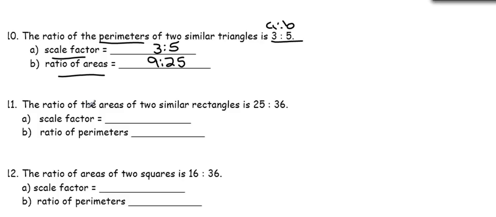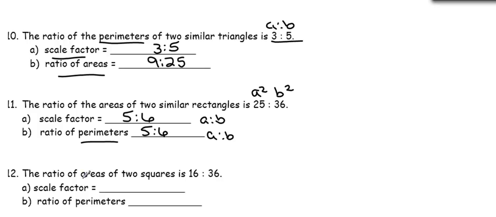Alright, number 11, they give you the ratio of the areas. So remember, the ratio of areas is a squared to b squared. To get the scale factor, you need it to be a to b. And the ratio of the perimeters is also a to b. So in this example, you're going to have to solve for a and b. Pause the video and see if you get what I get. If you're having trouble with this, please let me know or ask a neighbor.